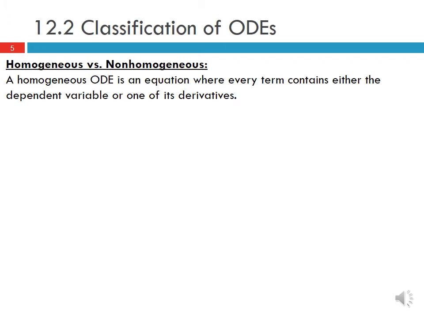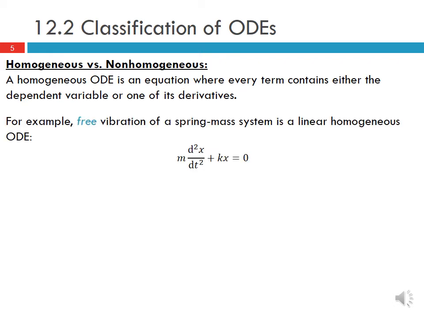Another parameter to consider is whether it's homogeneous versus non-homogeneous. A homogeneous ODE is an equation where every term contains either the dependent variable or one of its derivatives. For example, the free vibration of a spring mass system is a linear homogeneous ODE, described by the equation shown here: m d2x by dt squared plus kx is equal to 0. If we bring everything that has either an x or the derivative of x onto one side of the equation, we should have 0 on the other side if it is homogeneous.